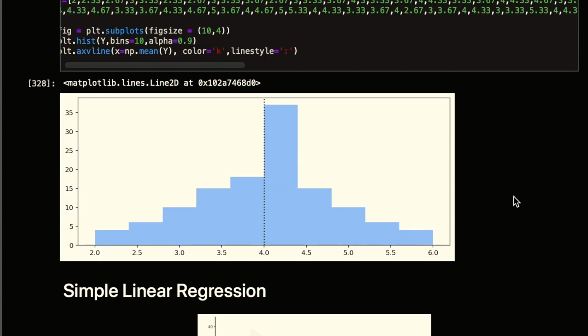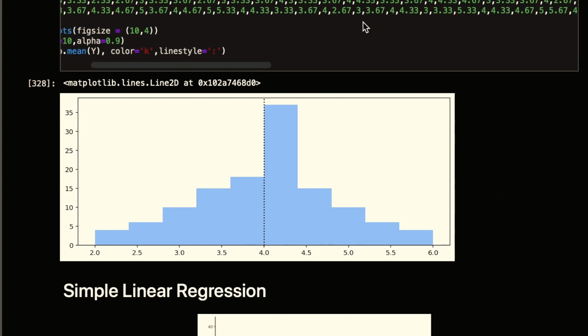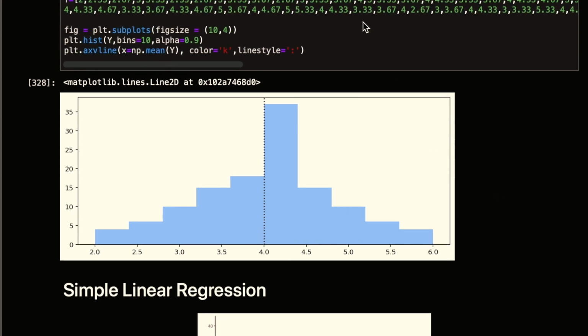We can do the same exercise with n equals 3, in which case we would have 125 different mean values for 125 possible draws. And we can see that increasing the sample size increases the tendency of behaving like a normal distribution.